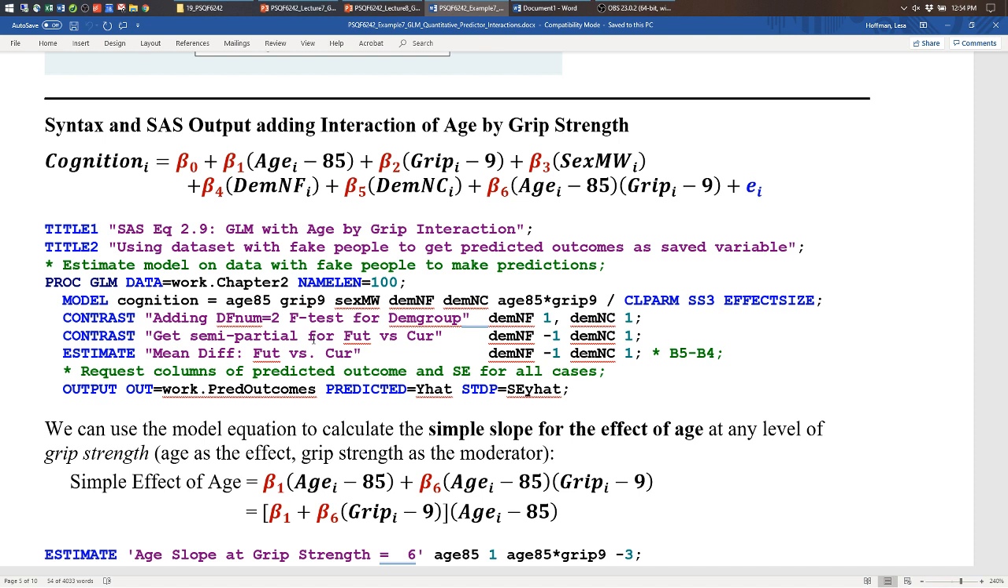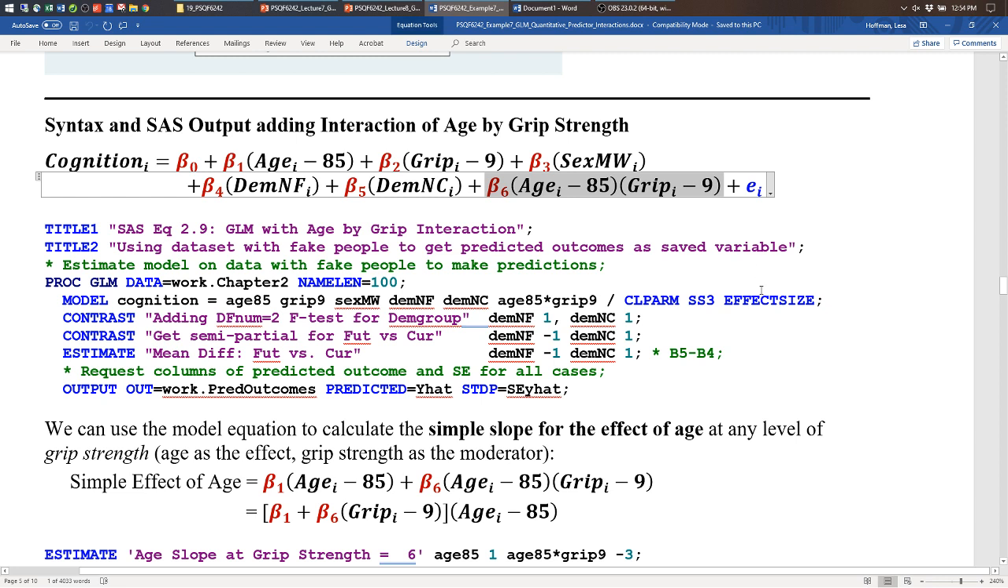So this is the same data set we've been playing with for a few weeks. 550 fake older adults who vary in age, grip strength, gender, and a 3-category version of dementia: none, future, or current. This particular model that we're working with has main effects of all the predictors plus an interaction term between age centered at 85 and grip strength centered at 9 pounds per square inch.